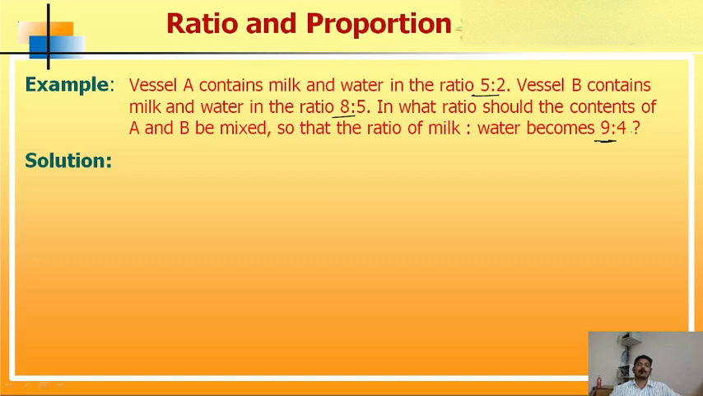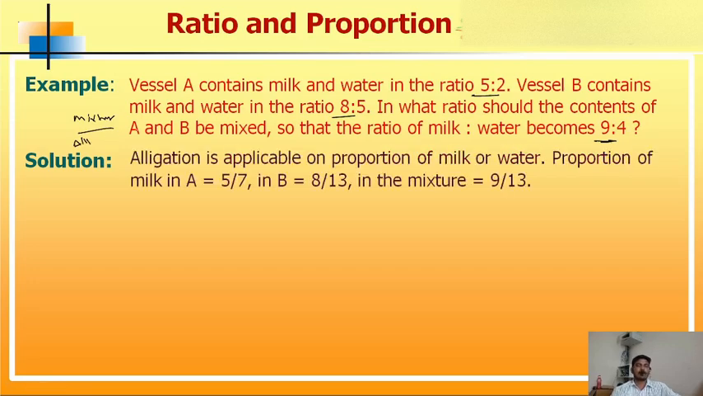So this problem can be solved by using the mixtures concept, and also by using the alligation concept. Let us try to see. It can be solved in two ways, either by taking only the milk concentration or by taking the water concentration. Suppose alligation is applicable on a portion; in this particular problem I am taking the milk portion. So what is the milk portion present here?